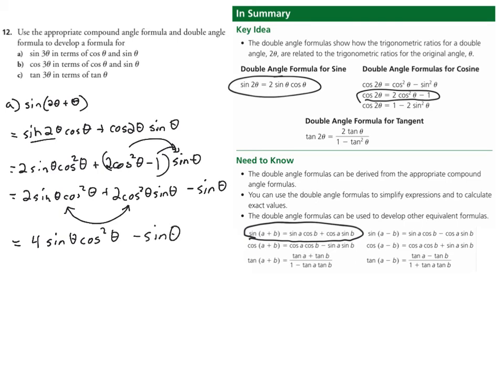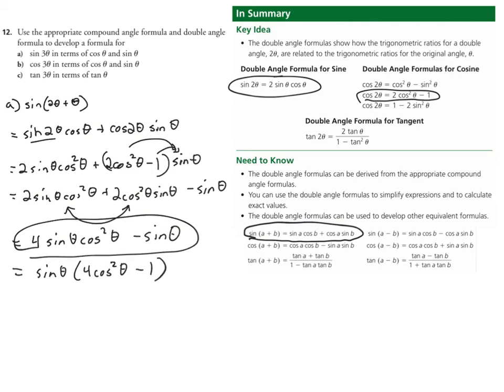And if I want to go a little farther, I don't know which one's nicer. This is probably the best one, but we could take out a sine theta. So we can say sine theta times 4 cos squared theta minus 1. Now don't be tempted to think that that's the same as 2 cos squared theta minus 1. If you did that, this 4, you'd have to bring out a 2, but then this would become minus 1/2, which wouldn't coincide with that anyway. So we're as far as we can go here.